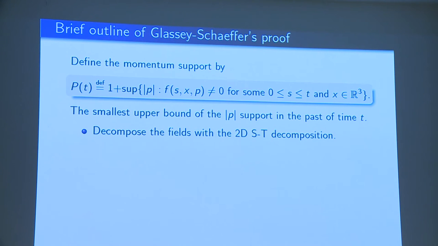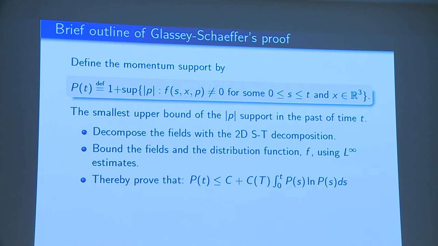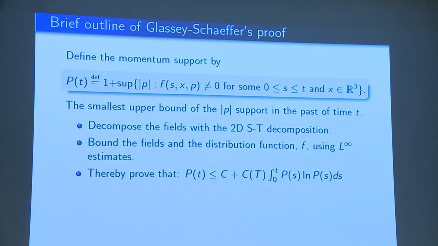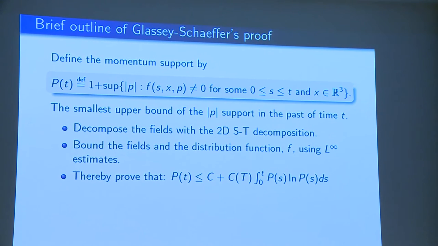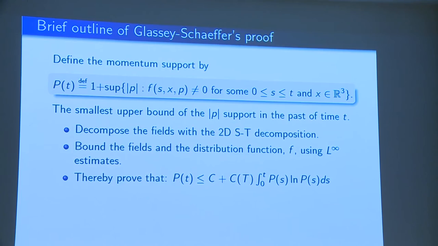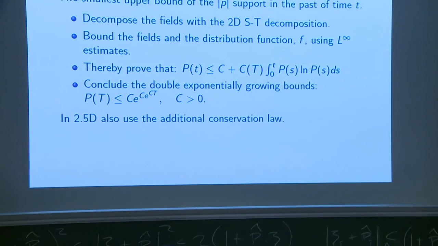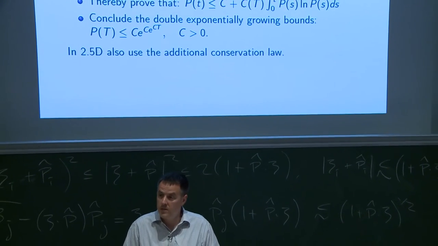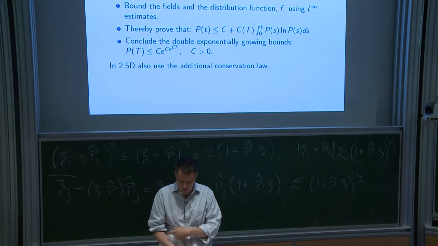Then you decompose the 2D field with the 2D ST decomposition. And then you do L infinity estimates. So you bound the fields and the distribution function using a lot of careful and hard L infinity estimates, and you prove that P of T is bounded above by a constant, plus a constant that depends on time, plus the integral from 0 to T of P of S log of P of S. And this is where you get the double exponential growth of the field. If you study Gronwall, then you see that something being bounded above by itself times log of itself is double exponential growth. And if you want less than double exponential growth, then you need a better Gronwall.